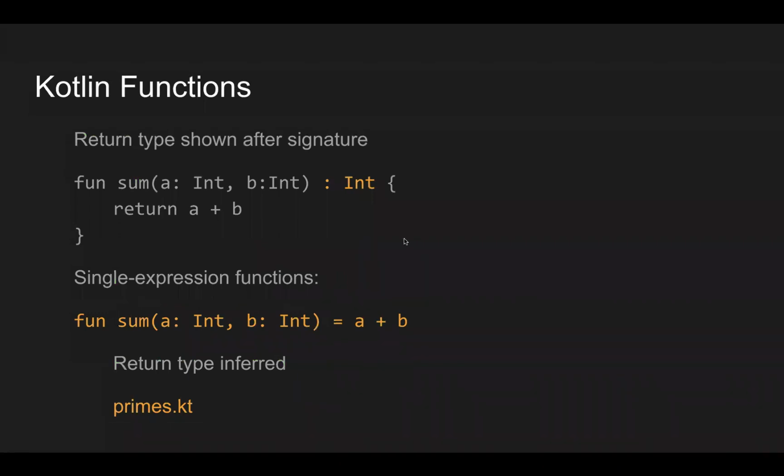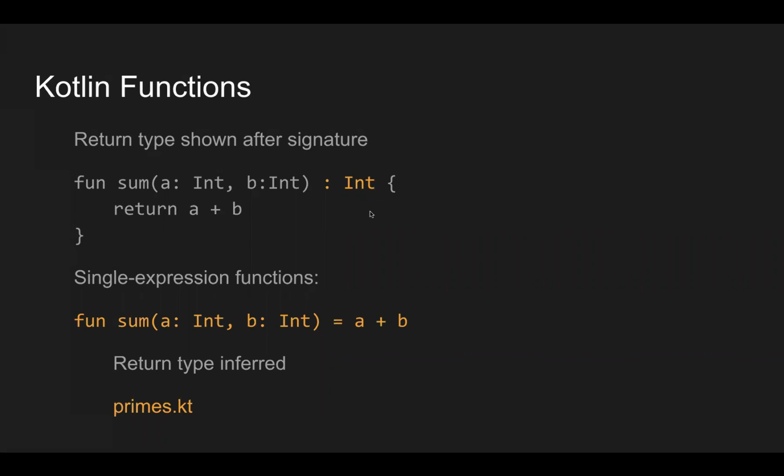One of the things that's different about Kotlin, which I miss when I go back to Java, is this idea of single function expressions. This sum method here, and in Kotlin, all methods have the fun keyword on them, so they're referred to as functions, takes two arguments, A and B of type int. Notice that the type is declared after the variable in Kotlin, and then the return type is declared at the end of the signature. So this is a sum method that just adds A and B and returns an int.